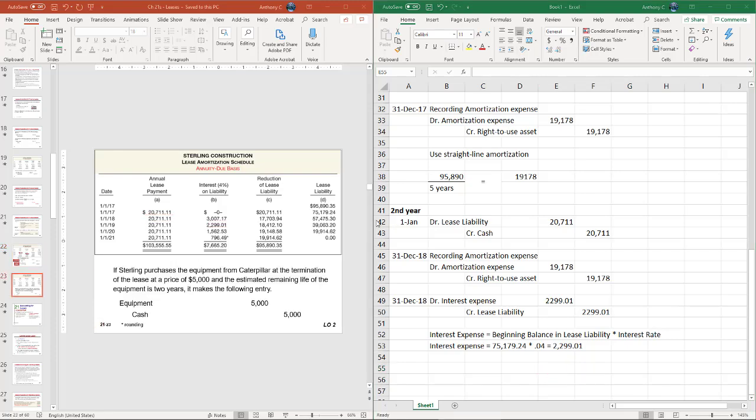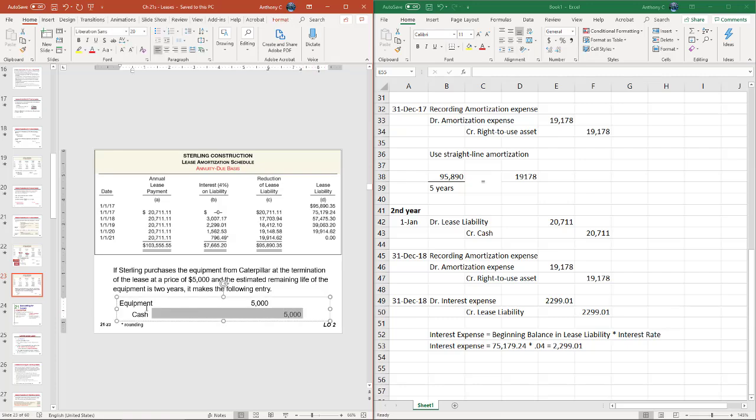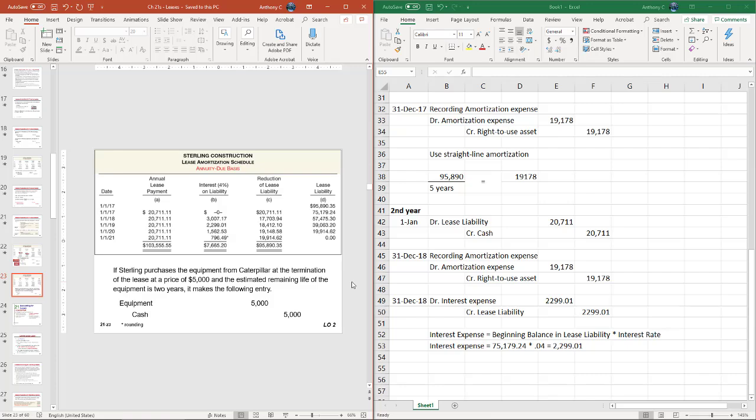And then the last thing we need to cover for finance leases is what if the company decides to purchase an asset at the end of the lease term? So if Sterling purchases the equipment from Caterpillar at the termination of the lease at a price of $5,000 and the estimated remaining life of the equipment is 2 years, it makes the following entry. You'll notice your entry here for the $5,000 is just like your entry for the purchase of any type of asset. You'll debit the asset account for the price paid, and since we're paying cash here, we're crediting cash for $5,000.